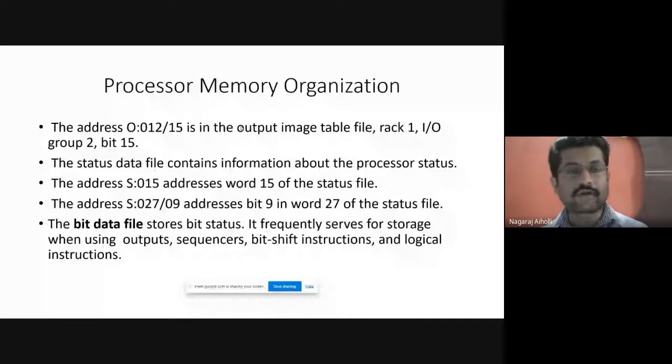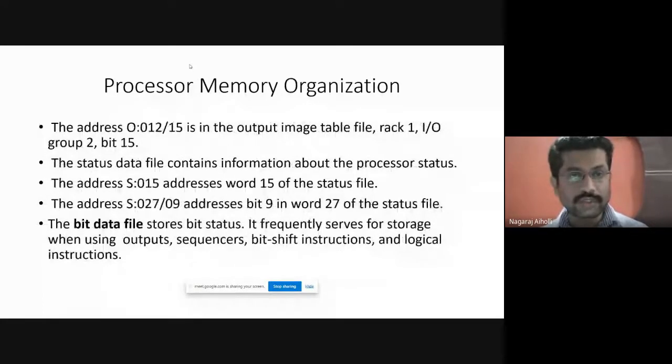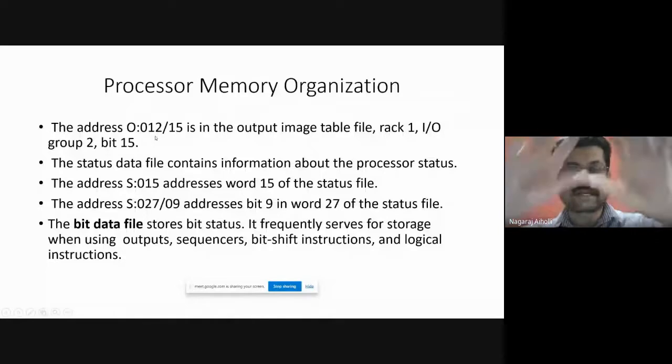This is how the format is for the PLC5 controller. The address is O:012/15. What does this indicate? O indicates that it is the output image table, the status for the output device. Then the file is the output image table file, rack 1. 01 indicates rack number 1. And 2 indicates the group. In the rack number, which group?